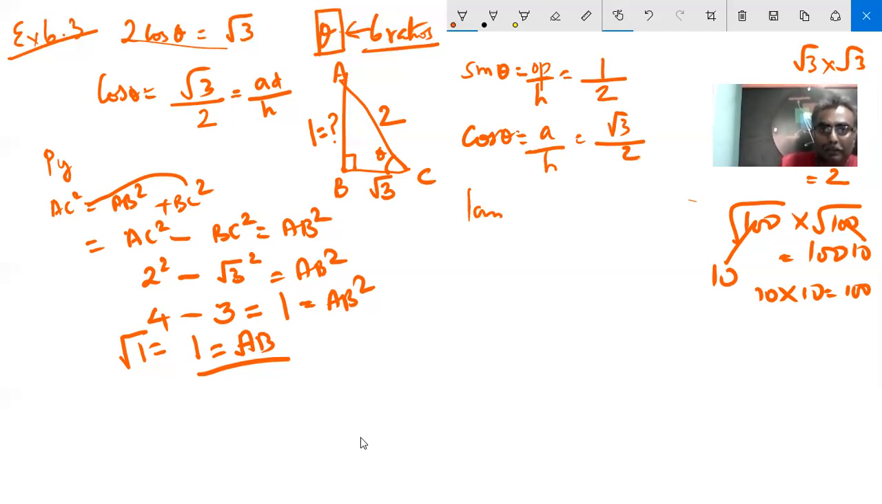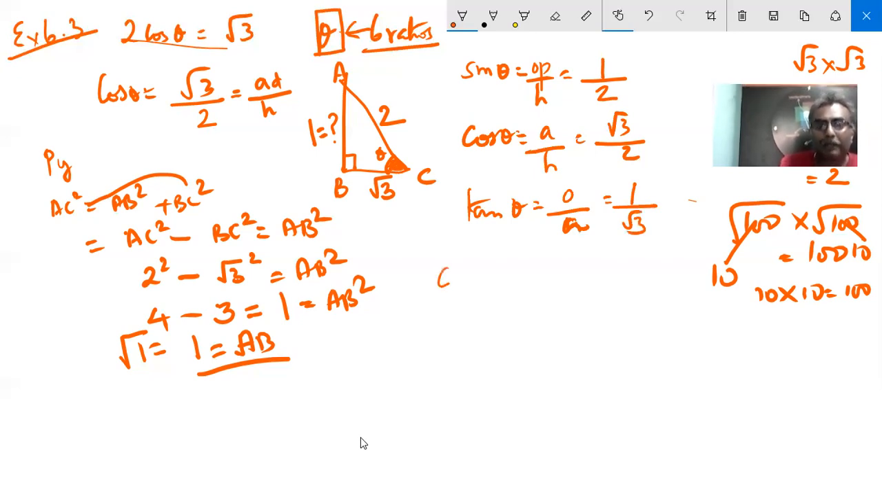Tan theta is opposite side by adjacent side. Opposite side is 2, no, sorry, opposite side is root 3, no. Theta is here. What is opposite theta? Opposite is 1, adjacent is root 3. Very good. Tan theta is 1 by root 3.